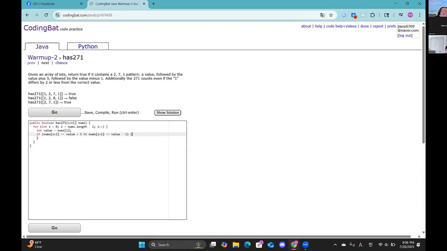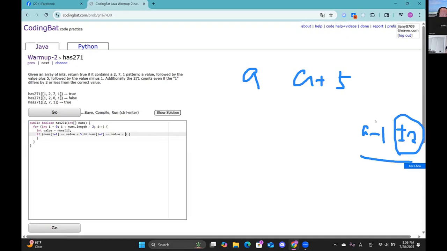This one is to check a plus 5, and the last one is a minus 1 plus minus 2 within 2. You have to show this one. It's wrong here.